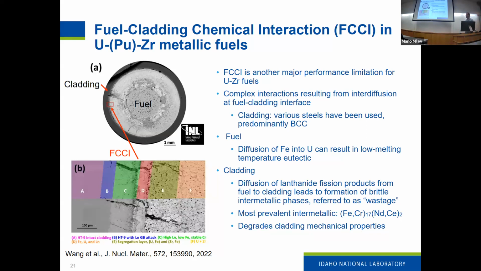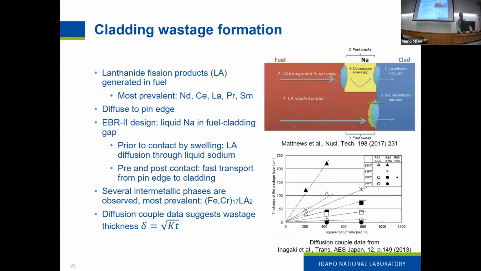the cladding, and that leads to the formation of a couple different types of brittle intermetallic phases, which are commonly called wastage. The most prevalent of those intermetallics is this Fe17Nd2. Sometimes you see some chromium in that, as well as some cerium. And so this brittle phase really degrades the cladding mechanical properties. And so what we're trying to do is to come up with a more mechanistic approach to understanding that.